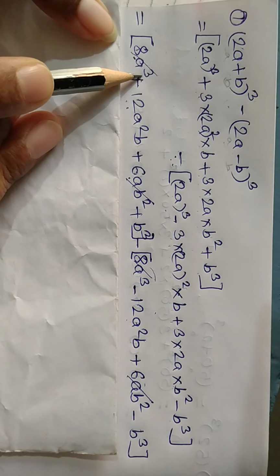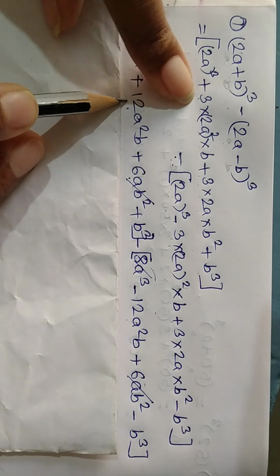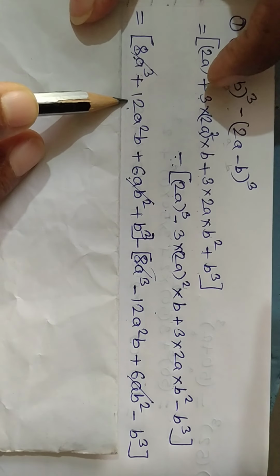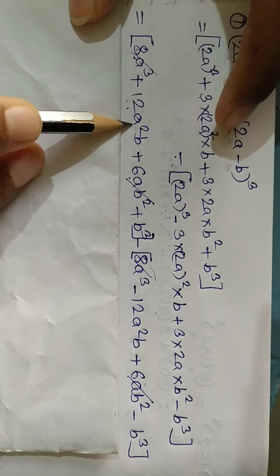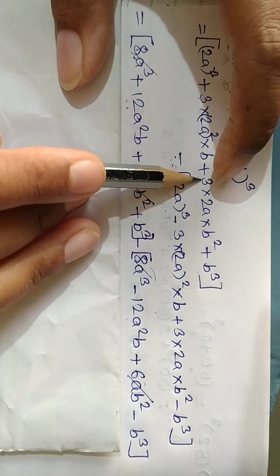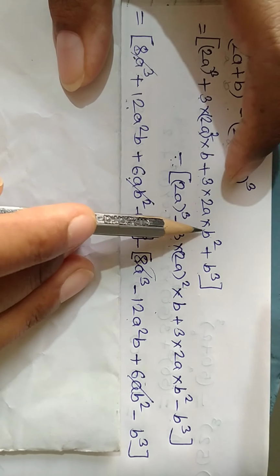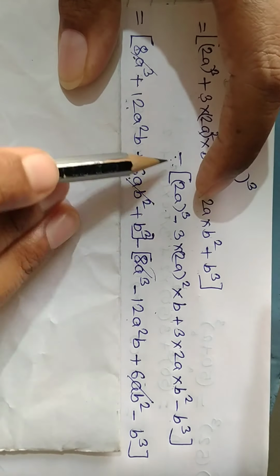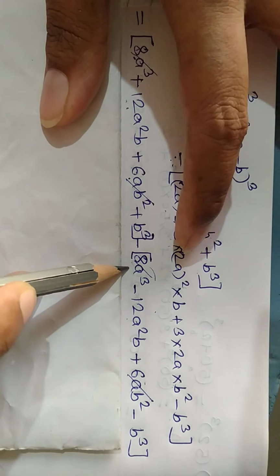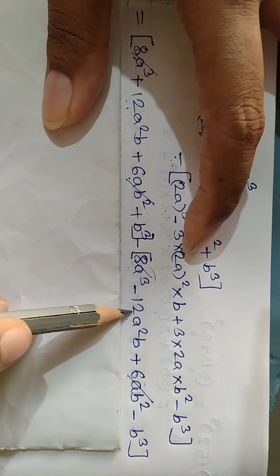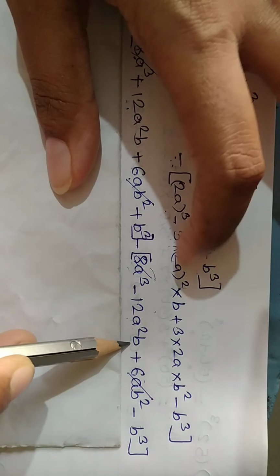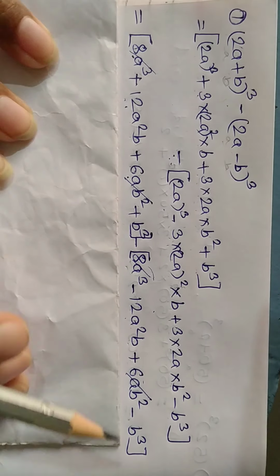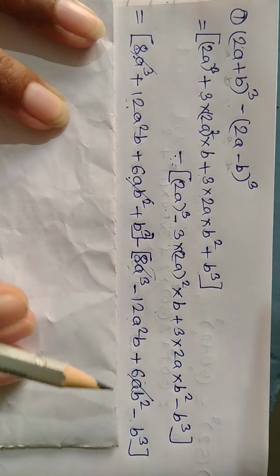2a cube is 8a cube. Then 3 into the square of this term, which is 4a square, 3 into 4 is 12a square b. Then 3 into 2 is 6, 6ab square, plus b cube as it is. Minus 2a cube, 8a cube, minus 3 into 4, that is 12a square b, plus 6ab square, minus b cube. First bracket minus second bracket.